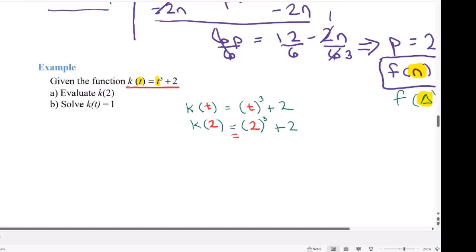Now I can evaluate this. 2 to the third power is 2 times 2 times 2, which is 8. 8 plus 2 equals 10. k of 2 equals 10. Period. That's it. Okay. So this is A.